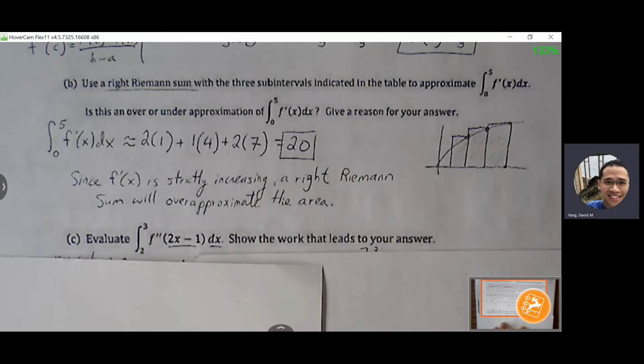Okay, part C. Evaluate the definite integral from 2 to 3 of f double prime of 2x minus 1. Show the work that leads to your answer. Okay, we got to take the antiderivative, but before we do that, what process should we make ourselves go through? Yeah, use substitution. Let's get that 2x minus 1 figured out. We know that there's probably going to be a leftover coefficient. We want to keep track of it, so use substitution is going to help us do that.